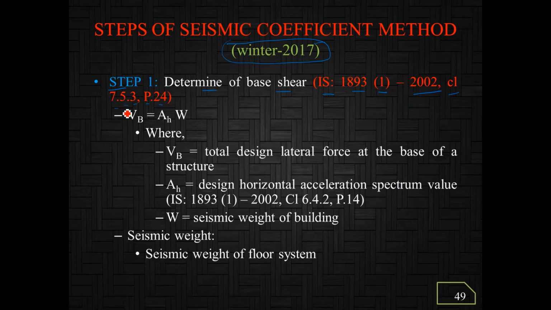VB is equal to AH into W. So VB is the total design lateral force at the base of a structure. So VB is called a base shear. But AH is a design horizontal acceleration spectrum value from IS 1893-1-2002 clause number 6.4.2, page number 14. From this code we can find out AH. And W is a seismic weight of building.